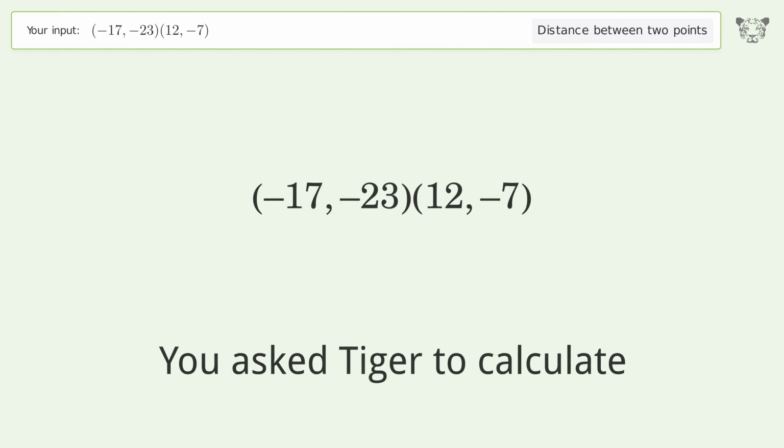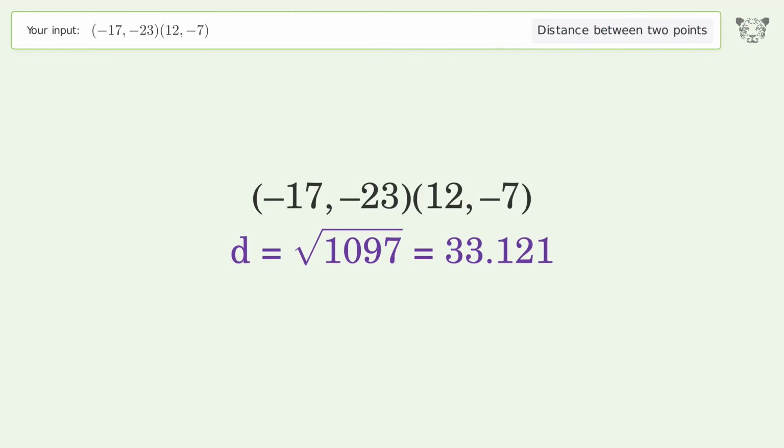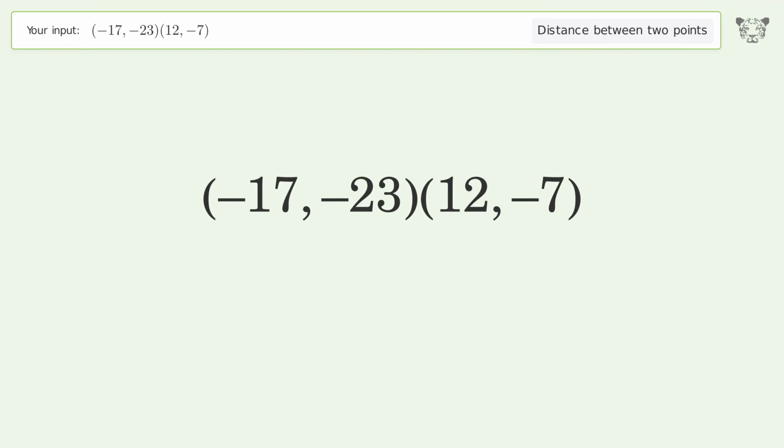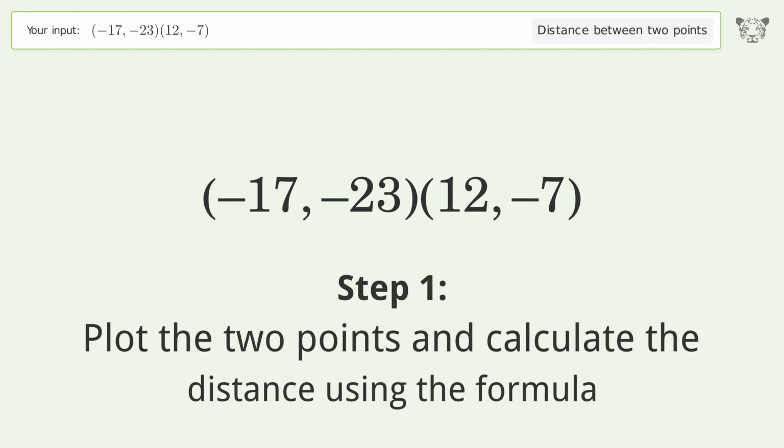You ask Tiger to calculate. This deals with the distance between 2 points. The distance between the 2 points is the square root of 1097, or 33.121. Let's solve it step by step. Plot the 2 points and calculate the distance using the formula.